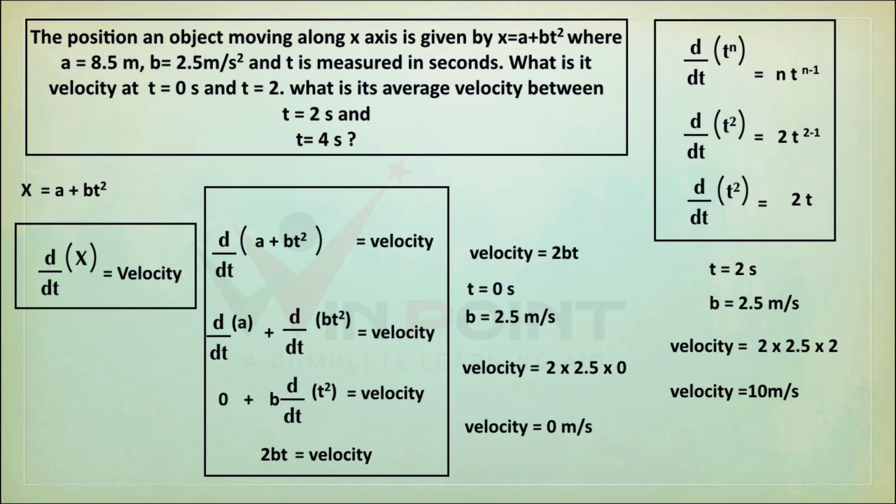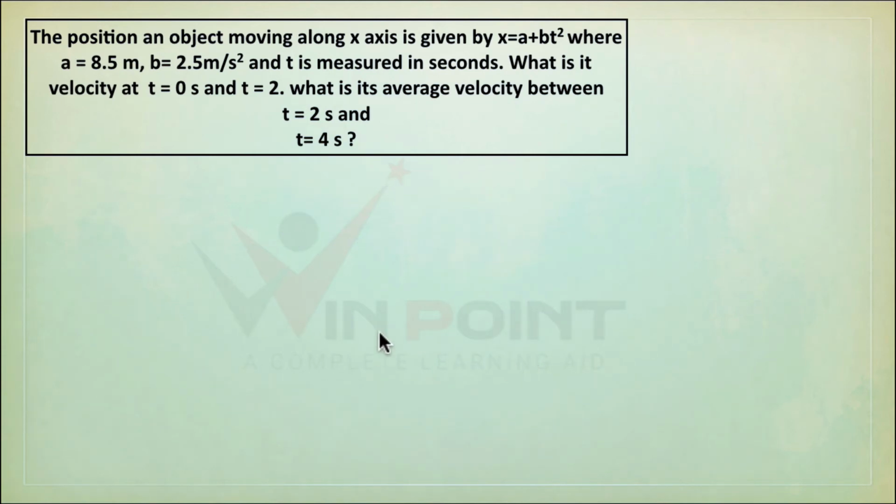Now we can move forward. We are going to solve the second part of the question. Here we need to find the average velocity between t equal to 2 second and t equal to 4 second. There is an equation for average velocity: average velocity is equal to x4 minus x2 by t4 minus t2. Why are we taking x4 here? Because the time is 4 second and time is 2 seconds. So it will be x4 and x2 and t4 and t2. Depends on the question. If t equal to 3 second, then we can take x3.